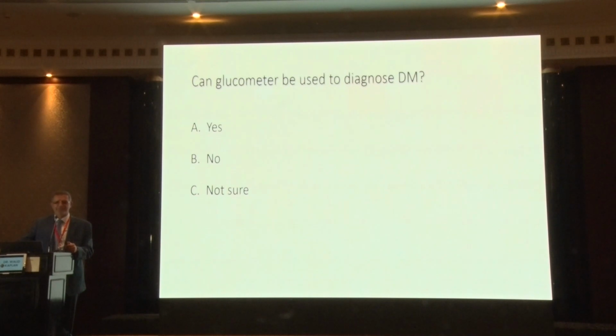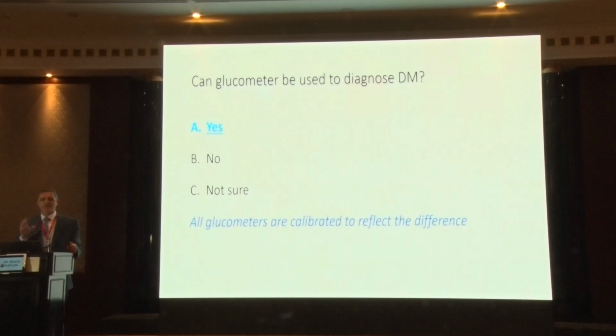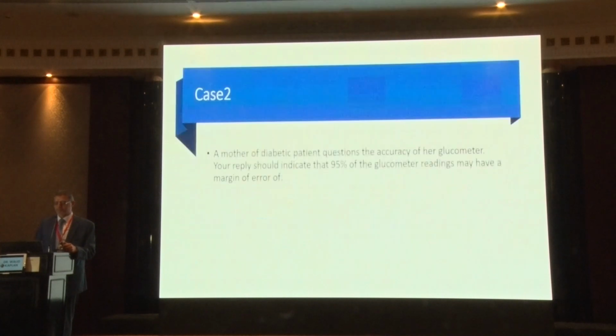Not sure. Yeah, that's the right answer. But actually the correct answer though is yes, they can. So basically all glucometers have built-in calibration. They measure whole blood glucose, but then they're calibrated to reflect the equivalent plasma glucose. So when you see a number on the glucometer, you have to assume this is the plasma glucose, even though they measure the whole blood, because they're calibrated to show the 10 to 15% difference.